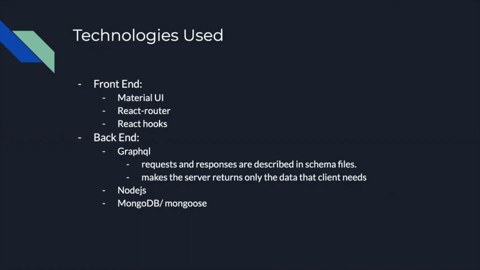We wanted to try and use a newer technology, and that enabled us to make requests and responses that we described in the schema files, and the server returns only the data that the client needs, so that we don't have to have lots of endpoints on the server to return all the data or many different endpoints for only certain data. We also used Node.js and Express. MongoDB and Mongoose were also used to talk to the database from the server and also pass that information to the front end.